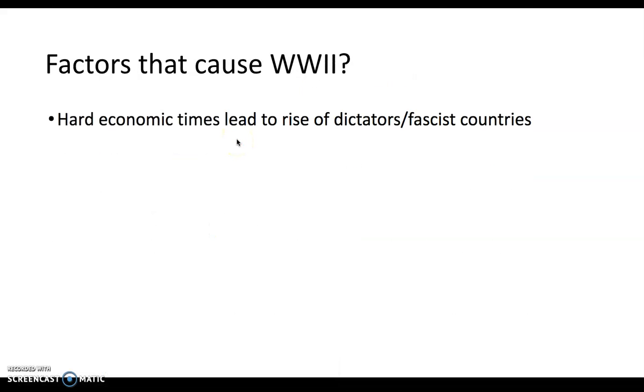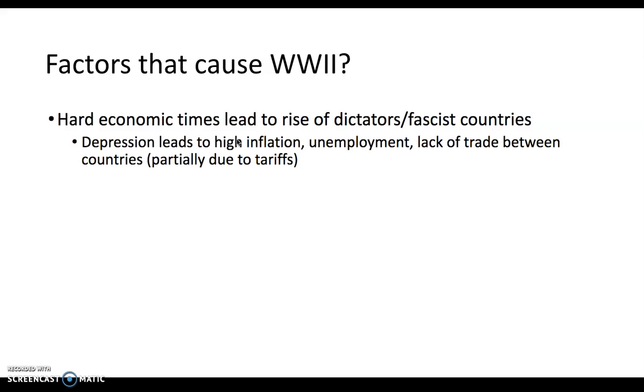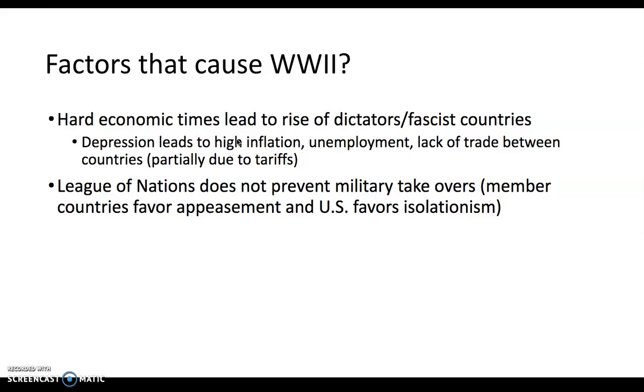Other things that caused World War II: going into Japan and Italy. Hard economic times led to the rise of dictators in fascist countries. Especially in Italy right away, where they hit hard economic times right after the end of World War I, long before the Great Depression, but again hitting on Germany and Japan. That high inflation, unemployment, and lack of trade, a lot of it due to tariffs, led to a lot of mistrust and a lot of focus on what you can do for your country but not for others. The League of Nations, which was designed to prevent any further conflict, did not prevent military takeovers, and a lot of countries favored appeasement and argued for isolationism.